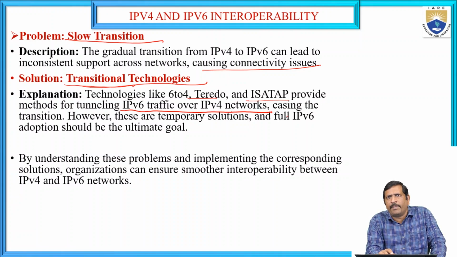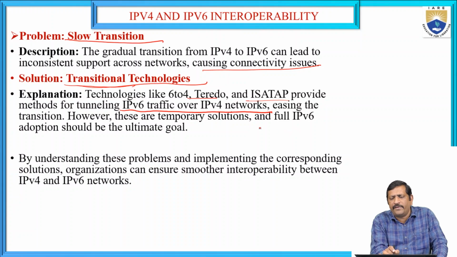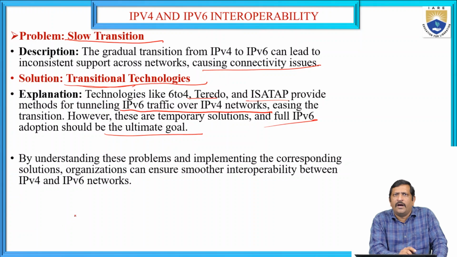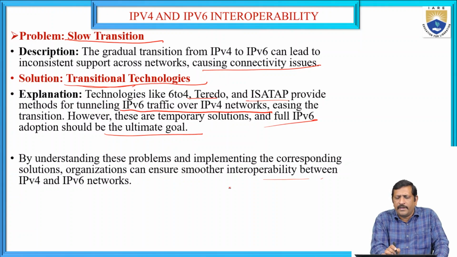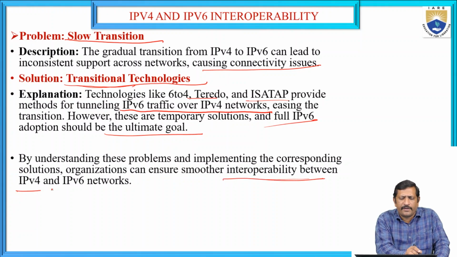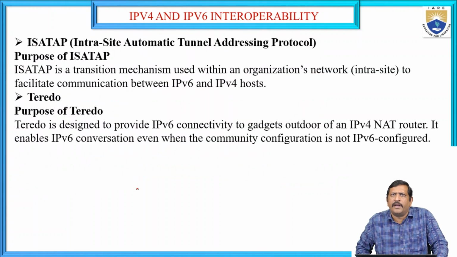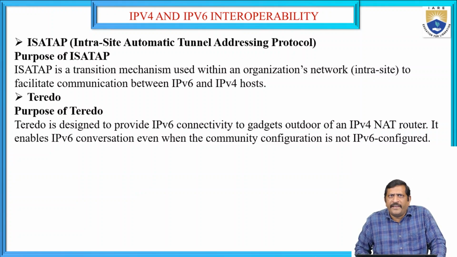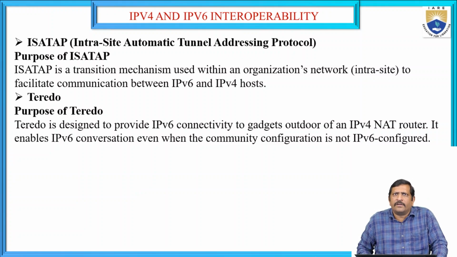Here, these are all temporary solutions, and full IPv6 adoption should be the ultimate goal. By understanding these problems and implementing the corresponding solutions, organizations can ensure smoother interoperability between the IPv4 and IPv6 networks. Here is the test. Here is ISATAP, intra-site automatic tunnel address protocol.